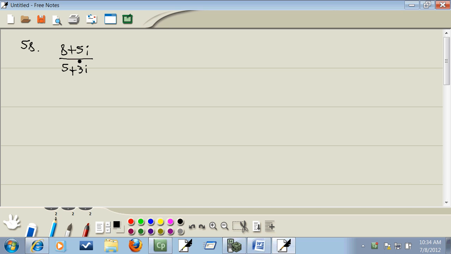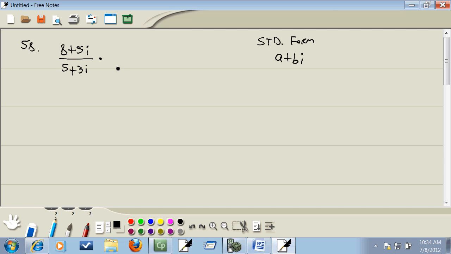Now, specifically here, we can't have an i down in the denominator. This isn't standard form. Standard form looks like this, a plus bi. Now, to get this in the standard form, we're going to multiply the top and bottom by the conjugate of the bottom.